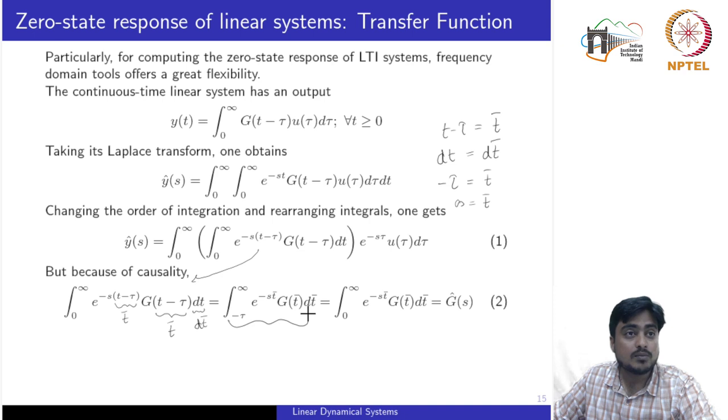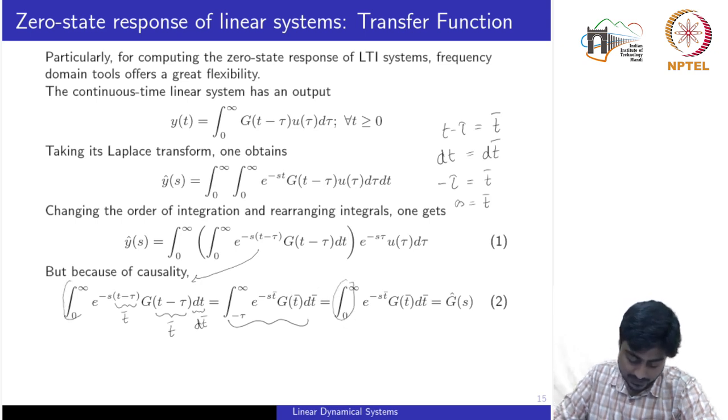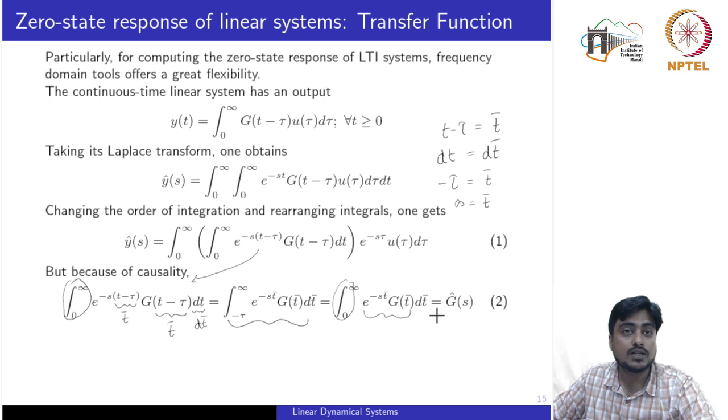Now since we know that our system is causal, we cannot have this lower limit below 0. It has to start from 0, otherwise the system would not be causal. So we start from 0 to infinity. So this integral remains the same, and this part can now be written as the Laplace transform of the impulse function, which was defined in the time domain.